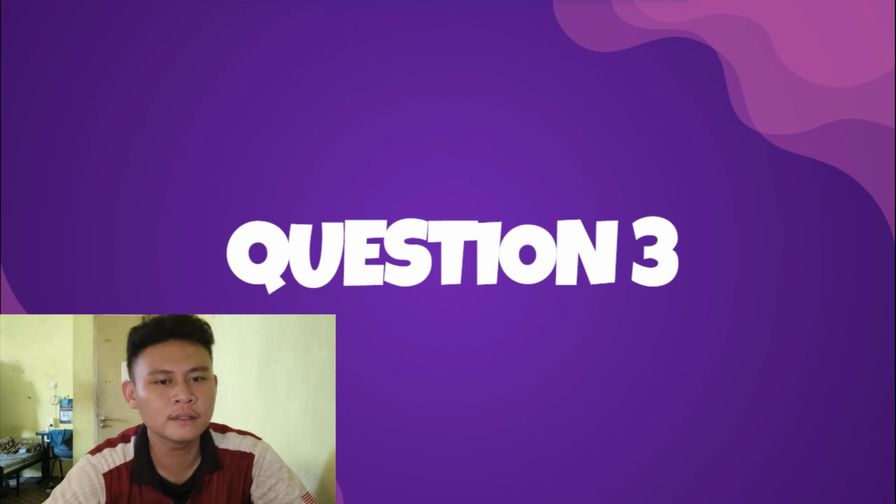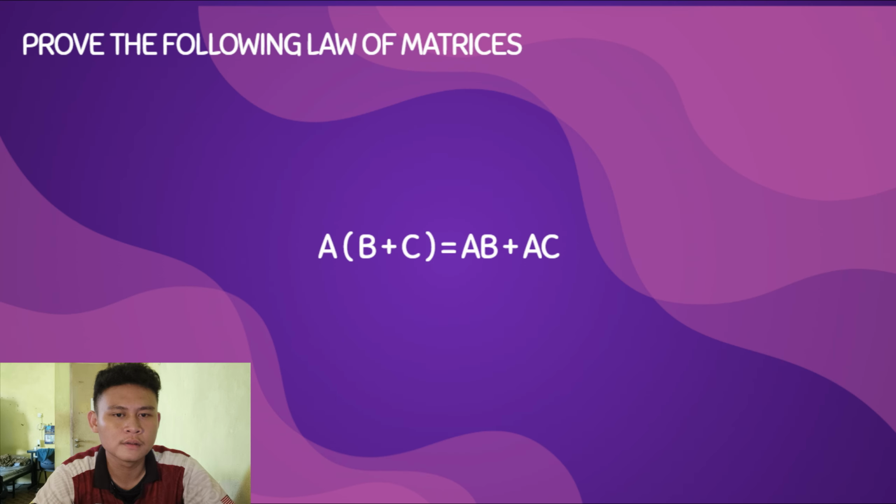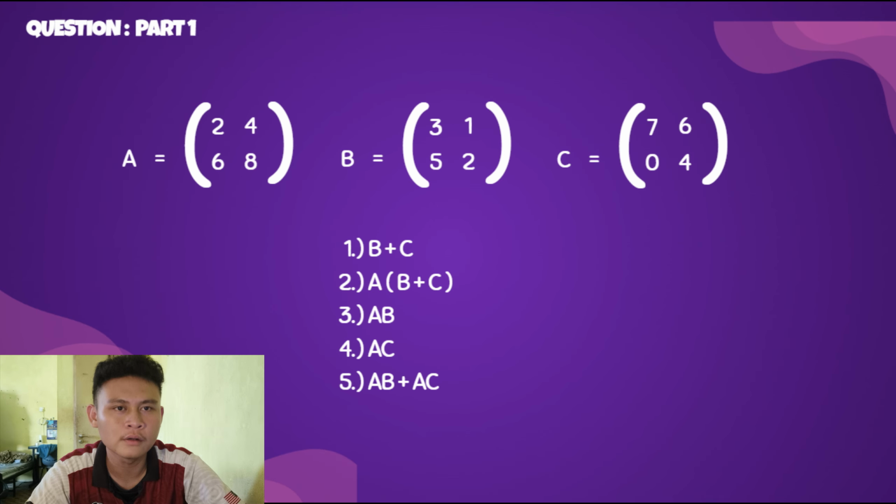I'm going to explain about question 3. I'm going to show the way how to prove the following law of matrices below. As we can see here, A multiplied with B plus C equals A multiplied by B plus AC. As we can see, we have three matrices in this slide.